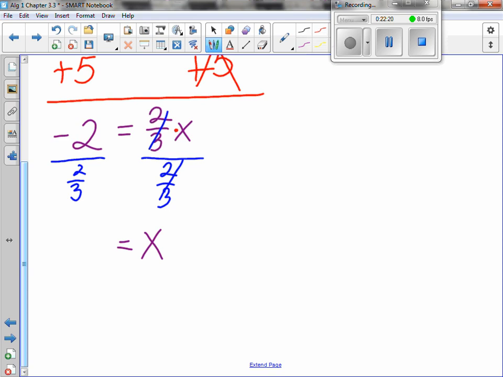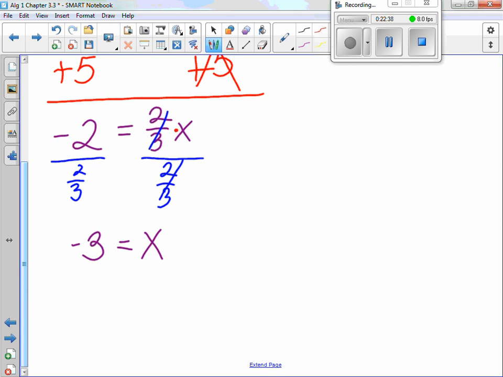Plug it into your calculator, see what you get. Do we all agree with negative 3? Do you all agree with that there?